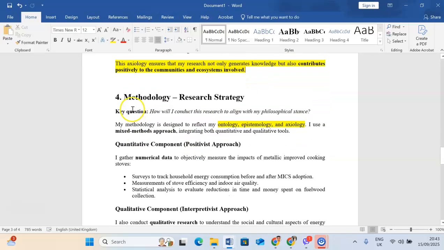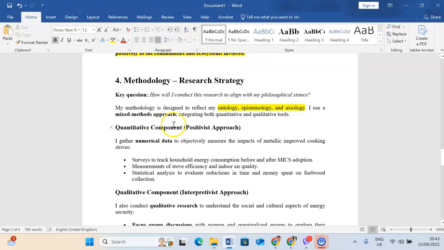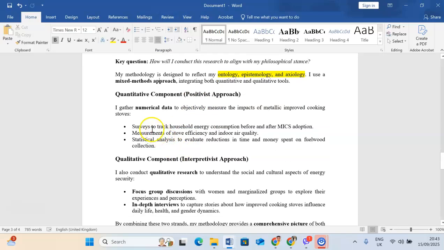Now the fourth term is methodology. It's all about research strategy, and the question that I ask myself here is, how will I conduct this research to align with my philosophical stance? Now, my methodology is designed to reflect my ontology, epistemology, and axiology. I use a mixed method approach, integrating both quantitative and qualitative tools.